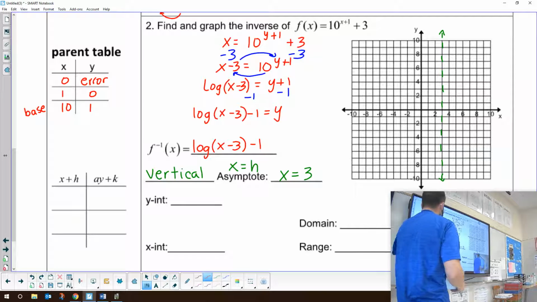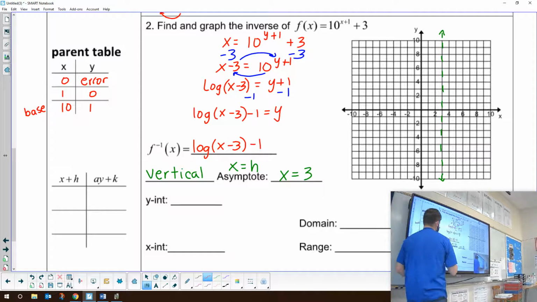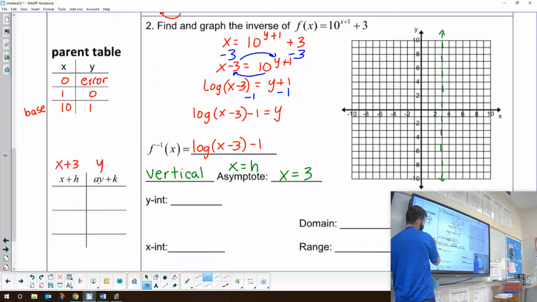And so we can manipulate these points. So think about it, we're going to go x plus whatever h is. Well, h is 3, so we're going to go x plus 3 for each one of these. And then y plus whatever my k is. But my k is minus 1, so we're just going to go y minus 1. So we can manipulate our points here. 0 plus 3 is 3. 1 plus 3 is 4. 10 plus 3 is 13.